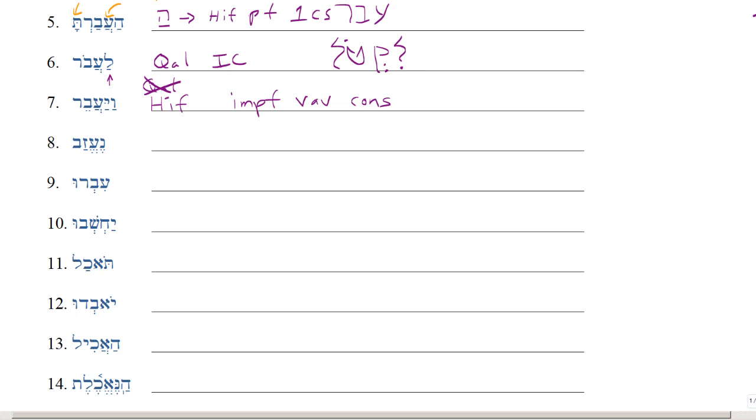So we have a Hifil imperfect, vav consecutive. The yod tells us third masculine, and the lack of an imperfect ending tells us singular. So it's going to be the root avar, and he caused to pass over, or he overlooked. That's the Hifil meaning. Number 8, we have ne'azav.